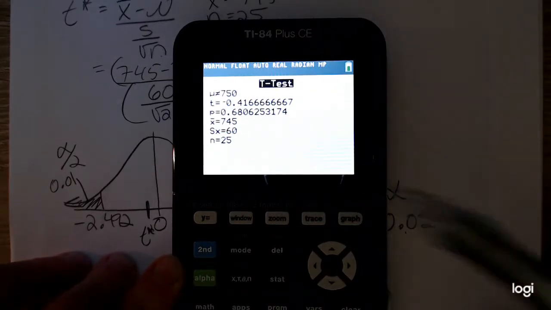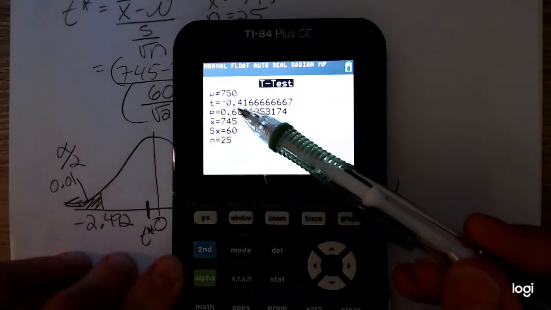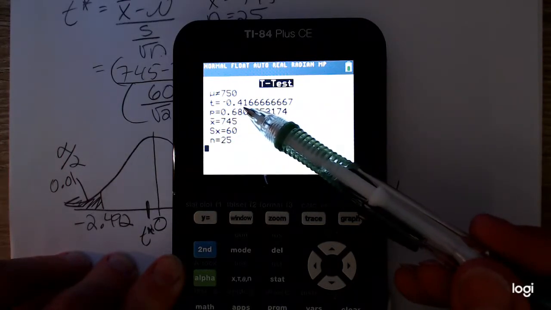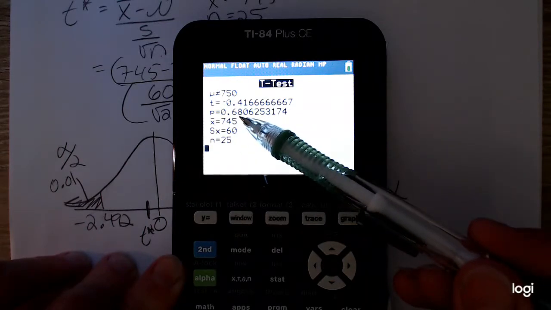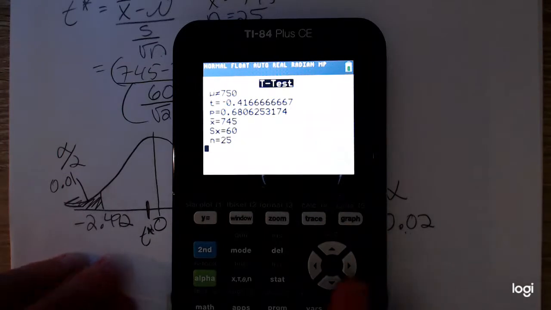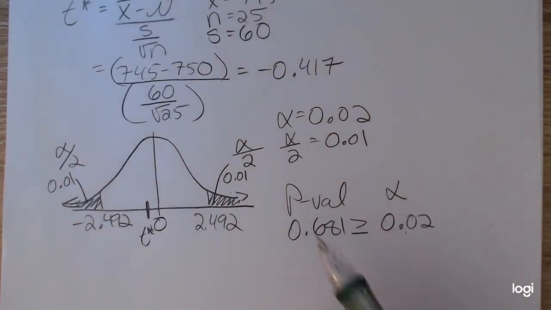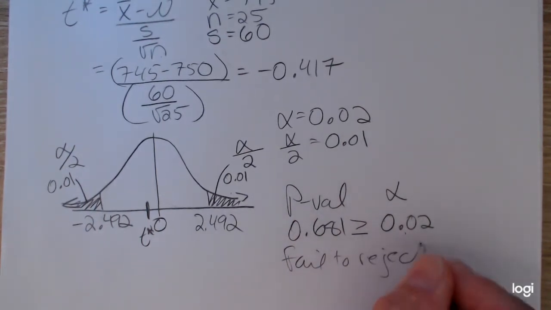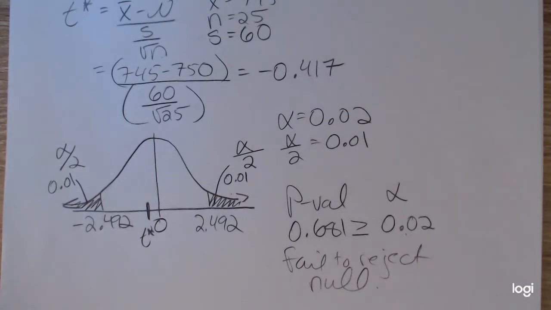After pressing calculate, you'll see that the standardized test statistic is the same as I got when I did this by hand. And here's the corresponding p-value. The p-value is 0.681. And when your p-value is greater than or equal to your level of significance, the decision is to fail to reject the null, which is the same decision as we got when I used the critical value method.